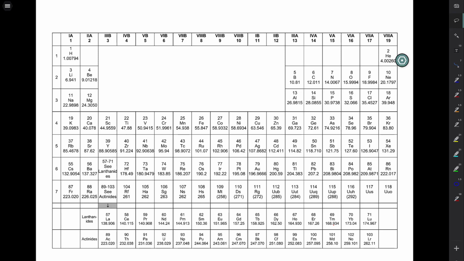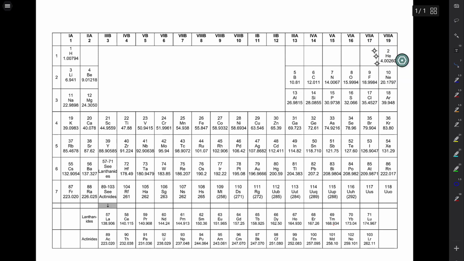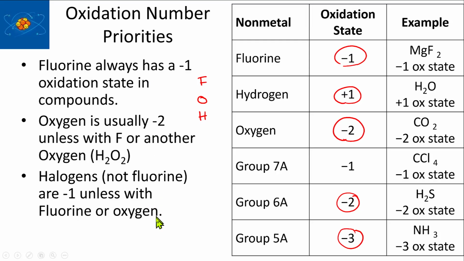For example, fluorine and all the halogens, generally speaking, are -1, because they're 1 away from the noble gas. Oxygen is always -2, except when it's with fluorine. These rules actually have to do with that top row of the periodic table. Fluorine's a -1, oxygen's a -2 unless it's with fluorine. Nitrogen's a -3 unless it's with the oxygen or fluorine. And carbon is -4 unless it's with oxygen, nitrogen, or fluorine. So it's that top row of the periodic table that we're looking at.